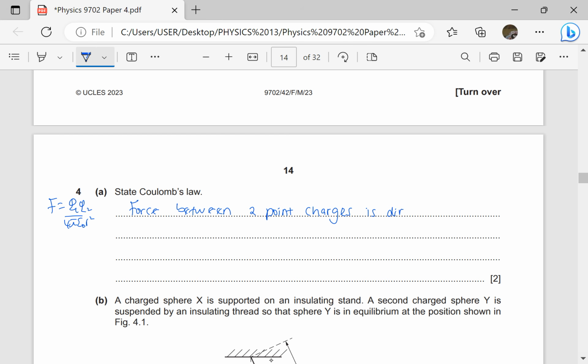is directly proportional to the product of the charges and inversely proportional to the square of their separation.